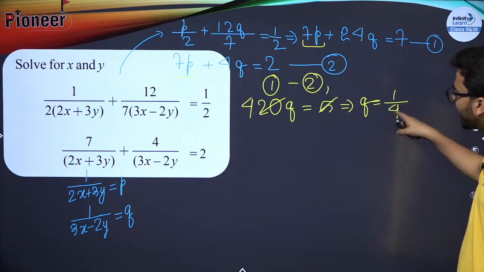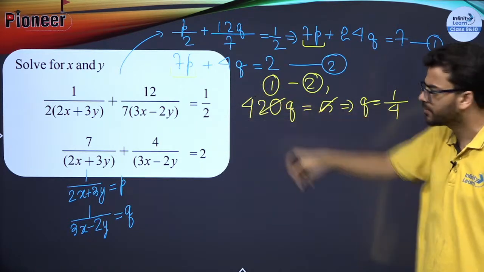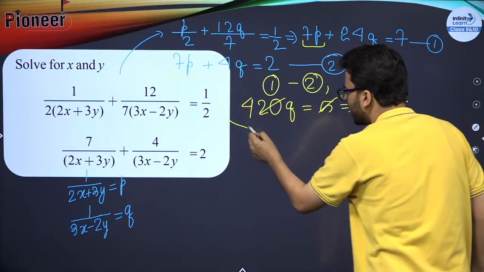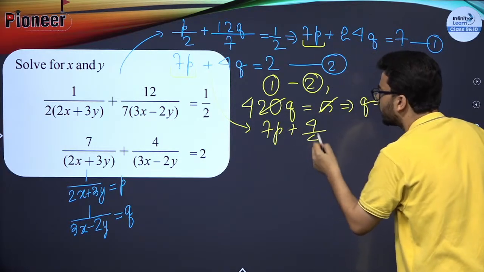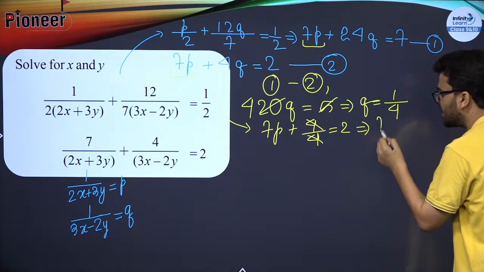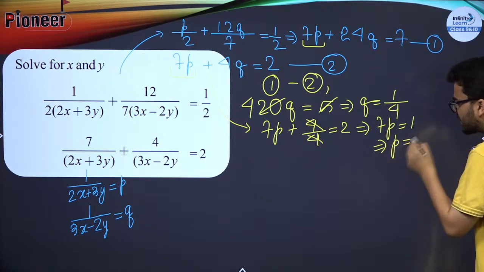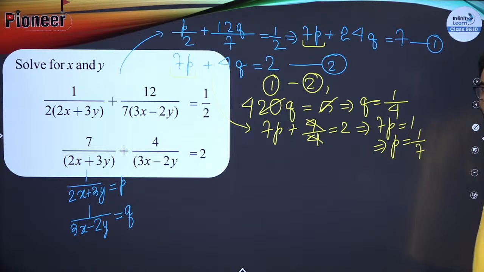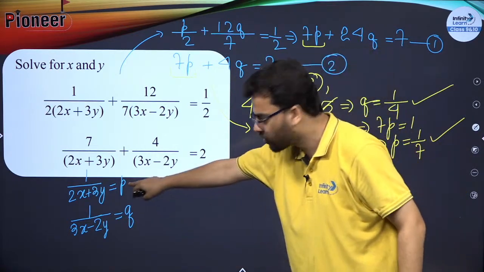Now in the same manner, if I put q is equal to 1 by 4 in the second equation, that will make it simpler. 1 by 4 over here, that is 2. So you see, I can get 7p is equal to 1 and I'll get p is equal to 1 by 7 over here. I hope this is clear. So you see, q is equal to 1 by 4, p is equal to 1 by 7.